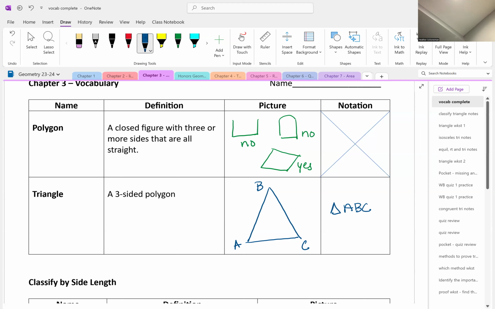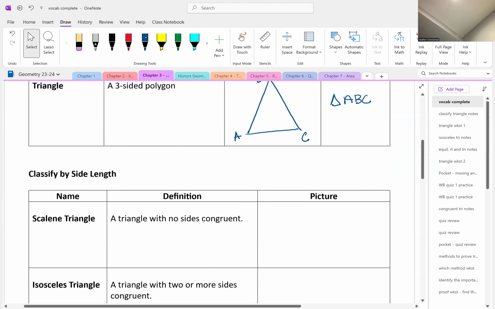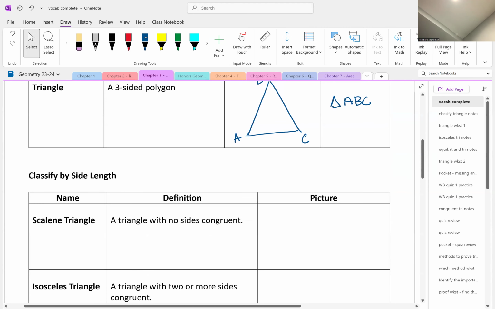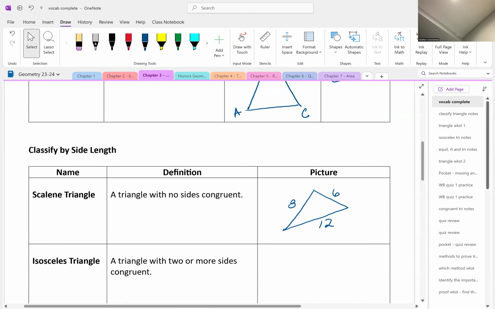All right, there are two different ways that we can classify triangles. And the first way that we can classify triangles is by side length. And so we have a couple choices for side length. The first one is a scalene triangle. A scalene triangle is a triangle with no sides congruent. So if I draw a picture of that, this has a length of 6, this has a length of 8, and this has a length of 12. None of the sides have the same length, so that makes this triangle scalene.